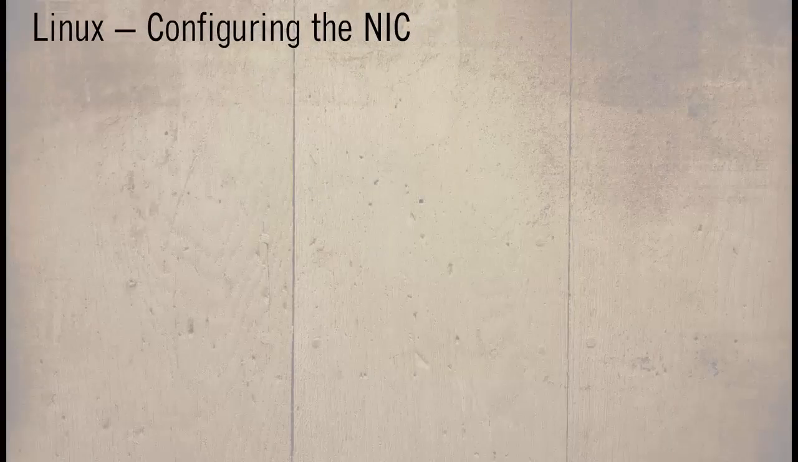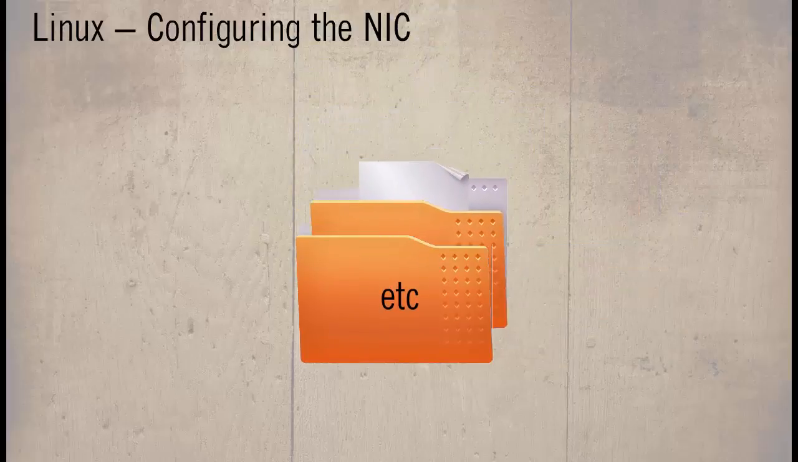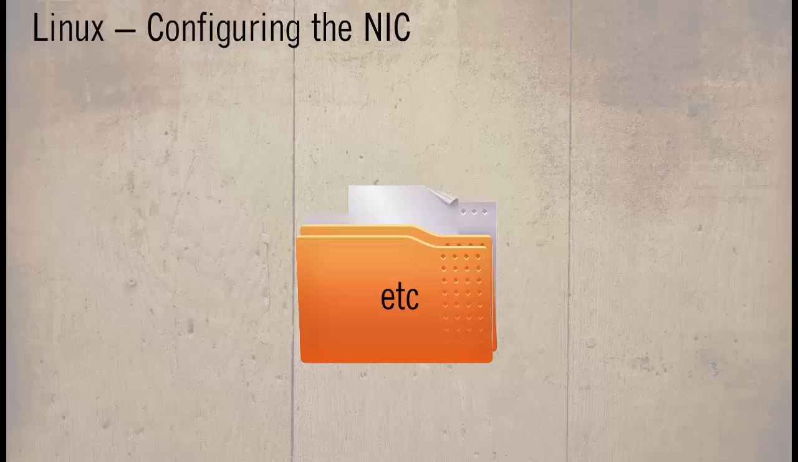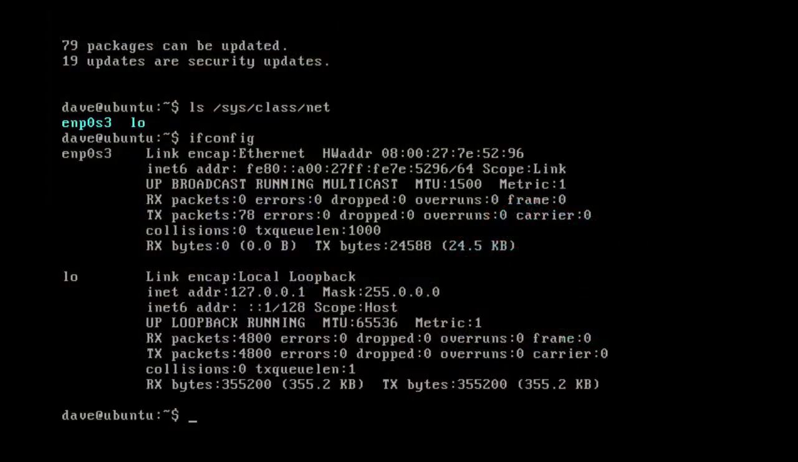shall have to edit the file called interfaces. This file can be found in a subdirectory called network, found in the etc directory, which can be used in a similar way to the device manager within Windows. Each time we add a new NIC to this system, we would update this file with the new configuration details.